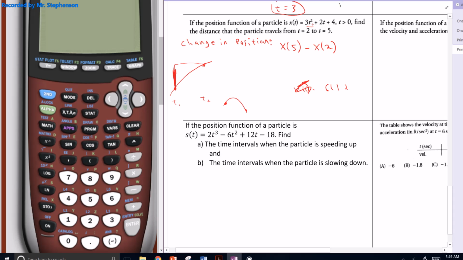X of 5 is going to be 25, 75, 85, 89. X of 2 is going to be 4, 12, plus 4, 16, 20. So 89 minus 20 will be 69. Right, so that's that.